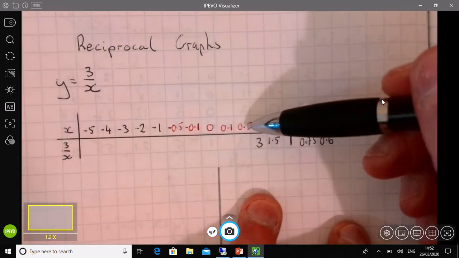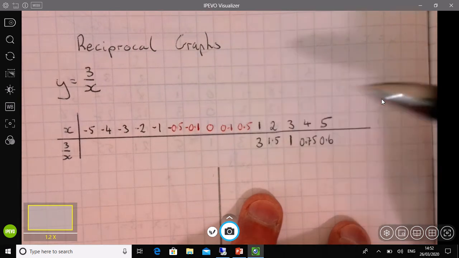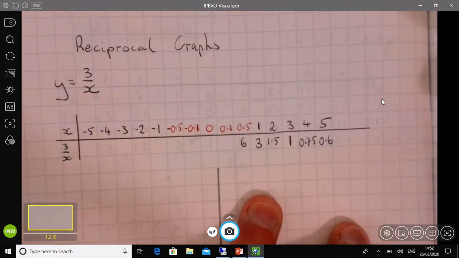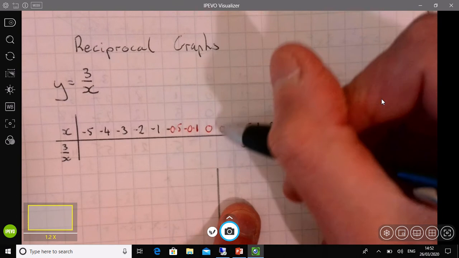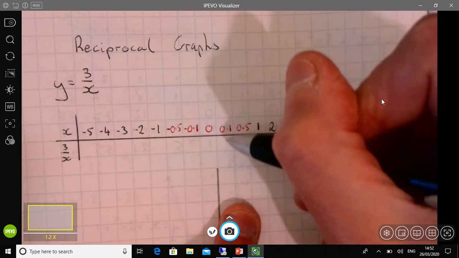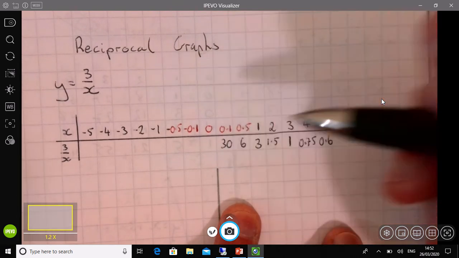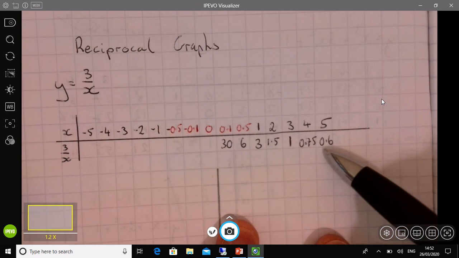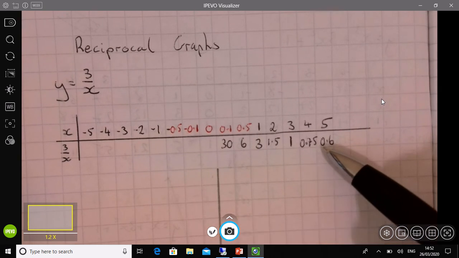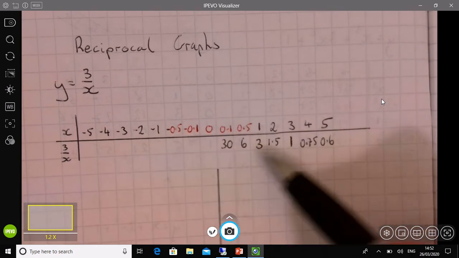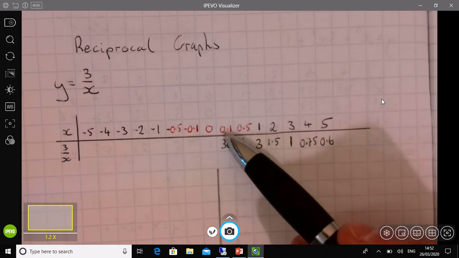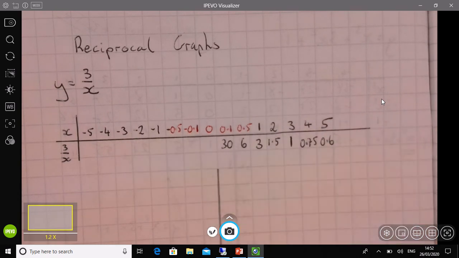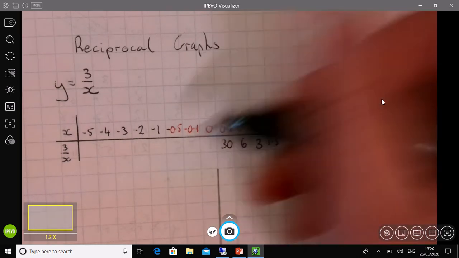3 divided by 0.5, again, if you're not sure, pop it into your calculator and you should find the answer is 6. 3 divided by 0.1, again, put your calculator in if you want to, okay? So it's going to be 30. Right, so it's shooting up. We're getting odd sets of numbers here. If I do these negative ones, they're all going to be the same, because you're just dividing by exactly the same number, but it's going to be negative instead of positive.